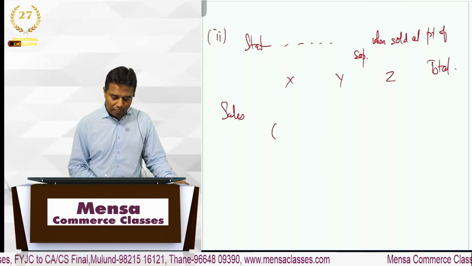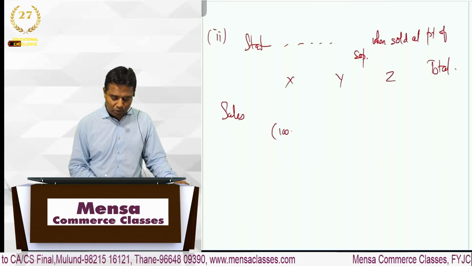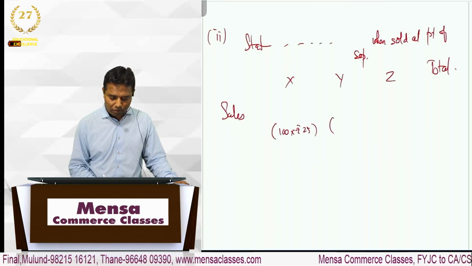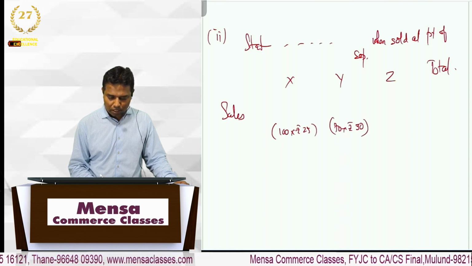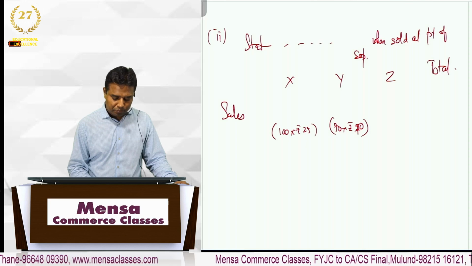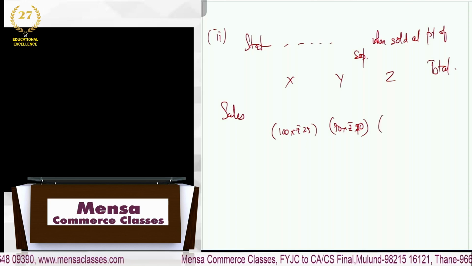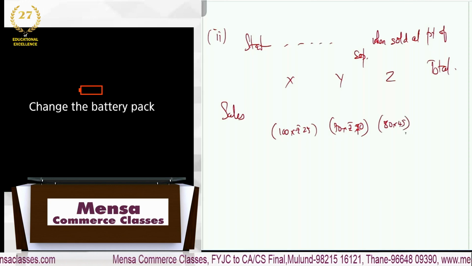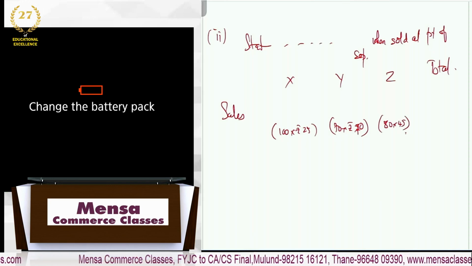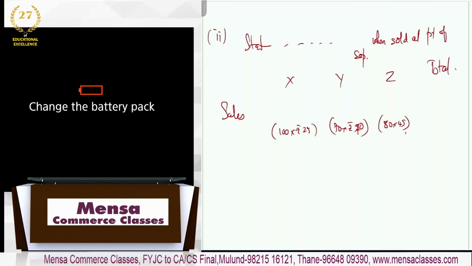So here I'll sell that. So 100 into rupees 25, 70 into rupees 30, sorry 70, and this will be 80 into 45. Okay, yeah, 1 minute, we'll just change it.